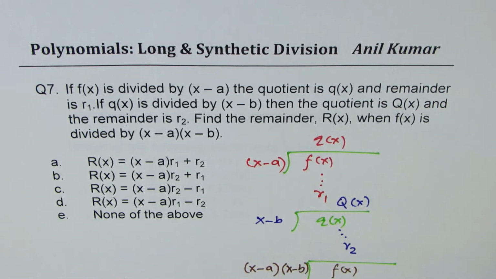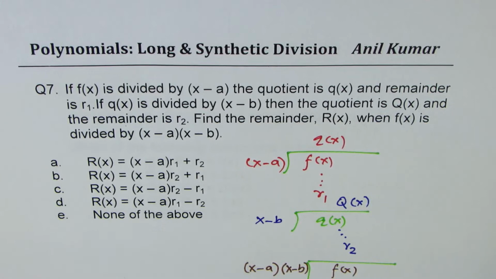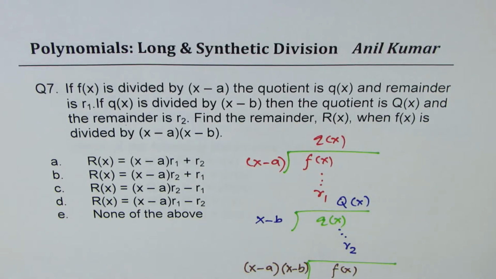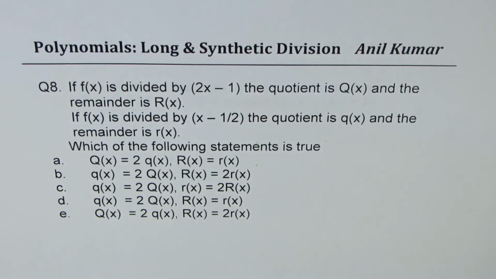Do you get it? And all these options are relating this remainder with previous two remainders. Now this is a very important question. I would really like you to think over it, then solve. Now let's get to the next question, which is question number 8.